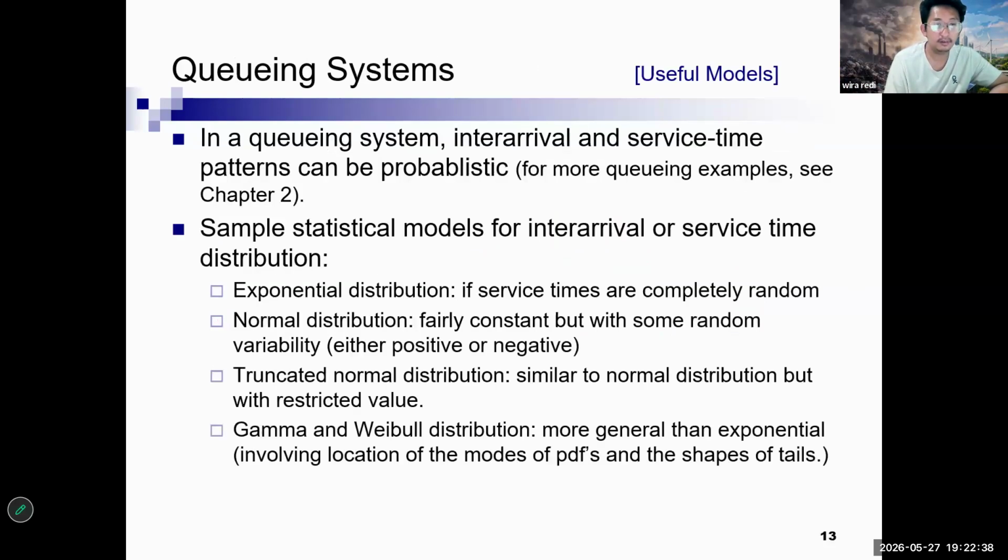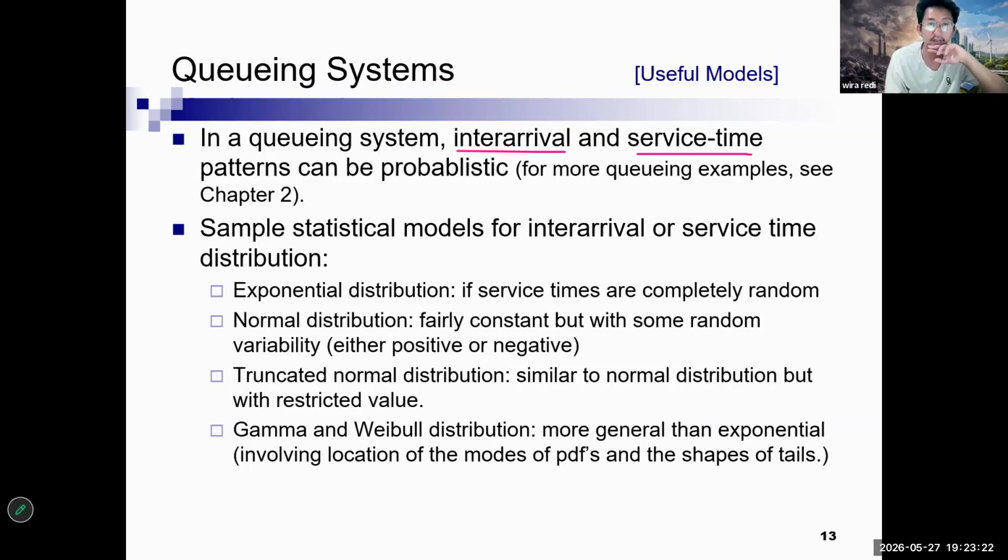Okay. Now let's move on, discussing them one by one. Queuing system. I think I mentioned earlier, two of the most important random variables in a queuing system are inter-arrival times and service time. So what is inter-arrival time? Inter-arrival time is the time between one arrival of a customer to the next. And then what is service time? Service time is the time required to serve one customer, or one job, or one unit of demand.